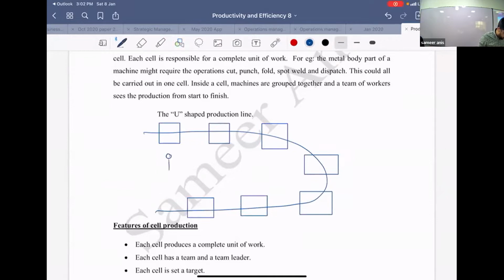And then you have workers around. If you want to draw Mona Lisa type workers, I don't mind, but I want to save on time, so I'm just drawing some stick workers. Okay guys, it's a U-shaped production system that kind of looks like this.